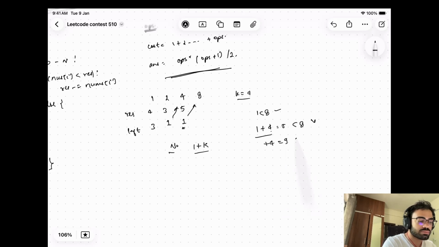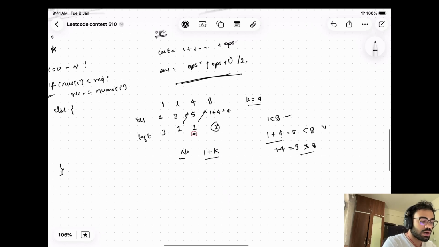Which is 9, which is greater than 8. So what will it become? 1 plus 4 plus 4. The number left is 1. So how many total operations did I do? 1 here, 2 here. Operations equals 3. So at each element, we check if it's greater. If it's not, how many do we need to add?